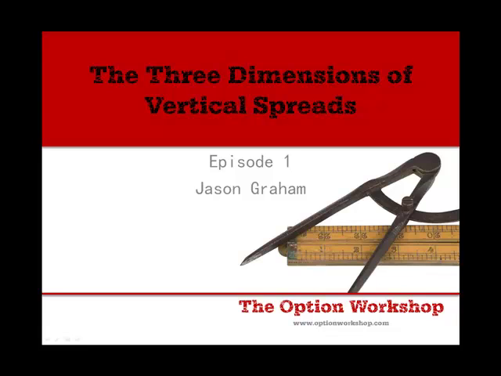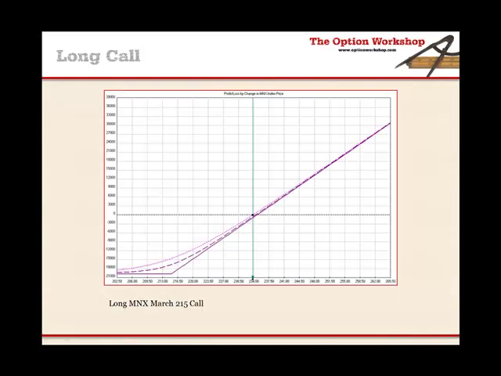So to get into it, let's introduce this particular spread. First, here's a long call. This particular trade is MNX, and price is around 235 here, and we're looking at a March 215 call. What we have here is a risk graph, and I know a lot of people are, for some reason, very opposed to looking at these, so I'll introduce them slowly. What we have here on the top is our profits, and on the bottom is our loss. And here's our zero line where we're buying the option.